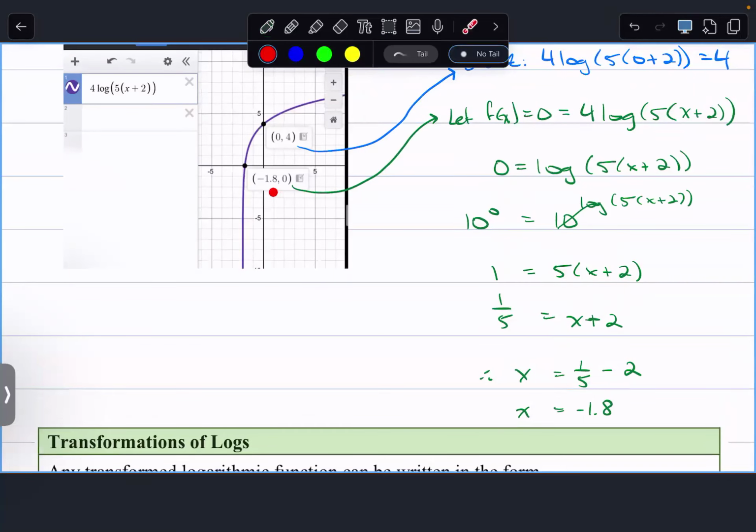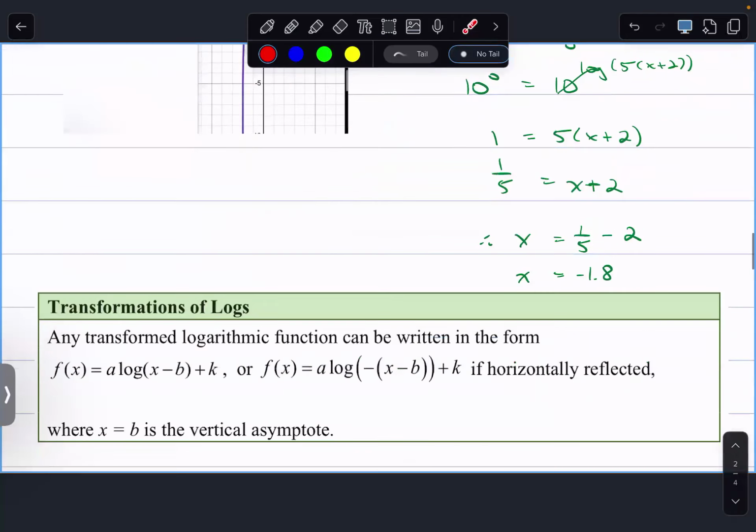All right. The only thing that we don't really know is, okay, there's been a shift here, right? I suspect that this vertical asymptote is at x equal to negative 2, just from x plus 2. And in fact, that's correct.